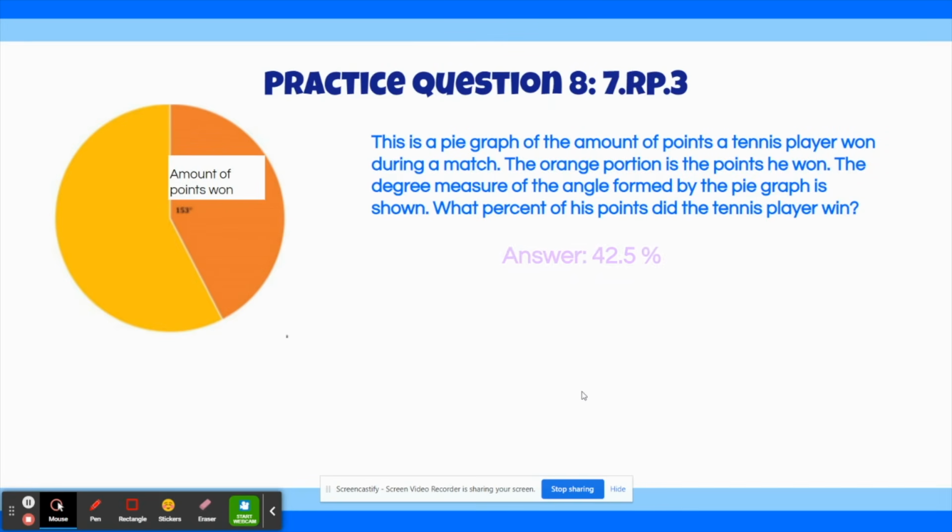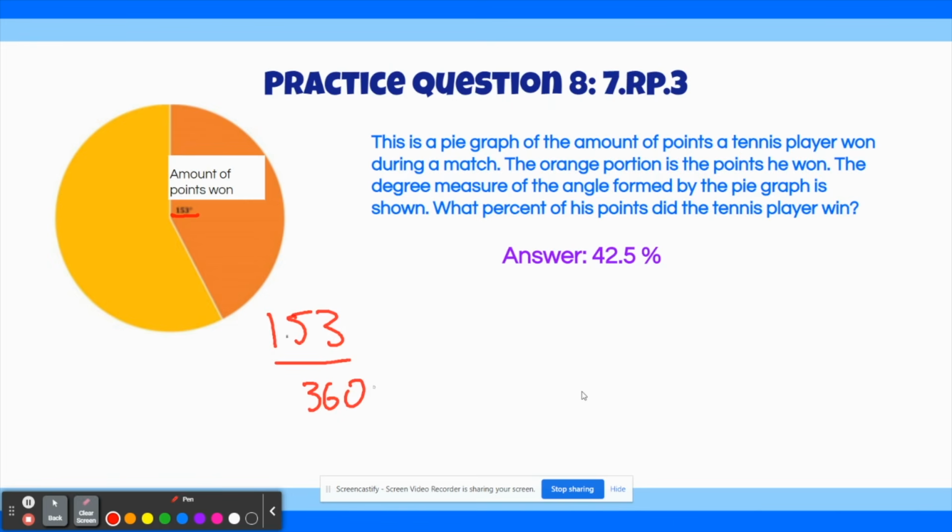The answer to this question is 42.5%. To solve this problem, we can set up a proportional relationship. So the angle measure here is 153 degrees, which is 153 degrees out of the 360 degrees in a circle. So we can say 153 over 360 equals x over 100, because we use the number 100 in the denominator because we're trying to find a percent.